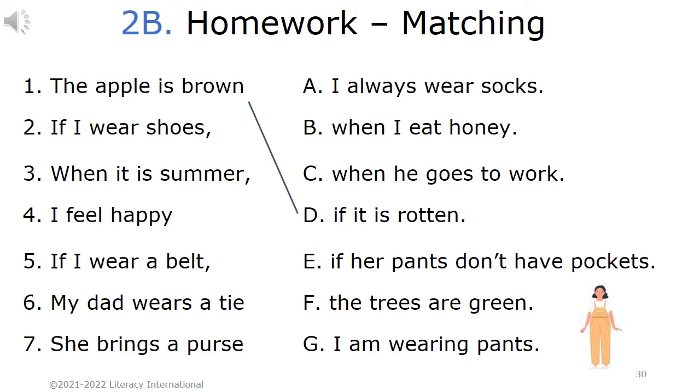2B. Homework. Matching. 1. The apple is brown. 2. If I wear shoes. 3. When it is summer. 4. I feel happy. 5. If I wear a belt. 6. My dad wears a tie. 7. She brings a purse. A. I always wear socks. B. When I eat honey. C. When he goes to work. D. If it is rotten. E. If her pants don't have pockets. F. The trees are green. G. I am wearing pants.